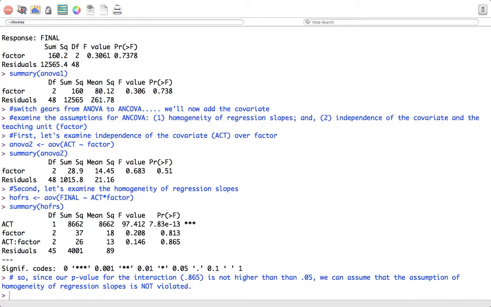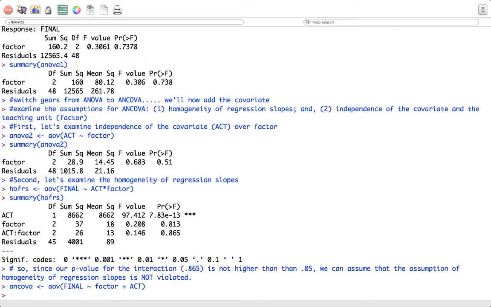So guys, the ANCOVA model is just really the AOV in disguise. Actually, at the end of the day, it's just the linear model in disguise, the LM function. But let's just go ahead and run it. I think it's reasonable to call it ANCOVA, and we're going to run the ANOVA of our final over our factor, which we just called factor, didn't we? Plus the covariate, which is ACT.